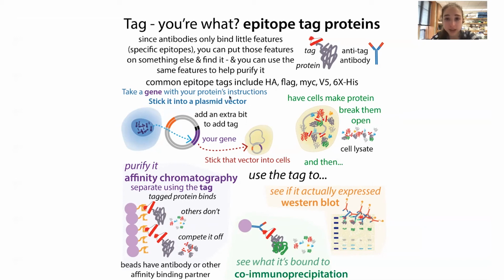Remember that the antibody is only recognizing specific features, such as the puff of the hat. So you can use an antibody that recognizes the puff of the hat, and then you put that puff of the hat on top of your protein, attached to your protein, and now you can use an antibody against that. So you can add an epitope tag. Common ones include HA, FLAG, MYC, V5, 6X His. These are just really short sequences that you put on the end of your protein by adding a little extra genetic information onto the end so that it gets made along with your protein, as part of your protein.